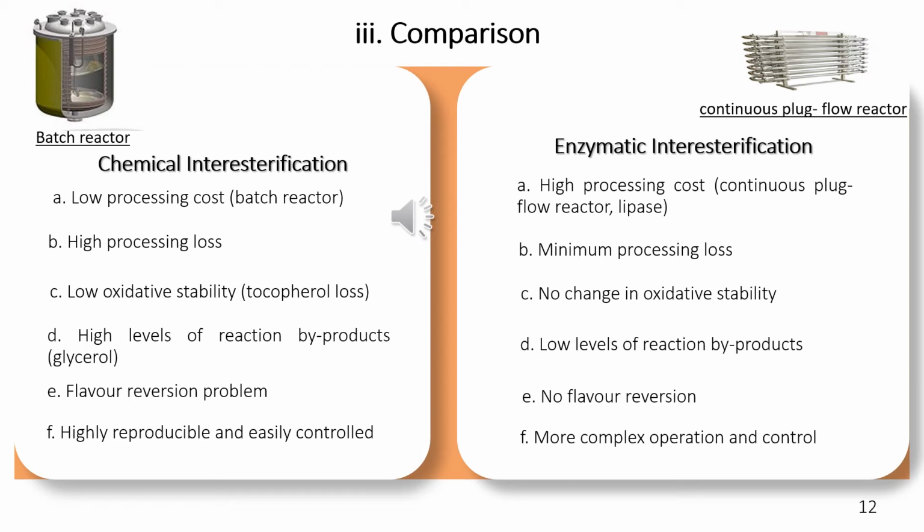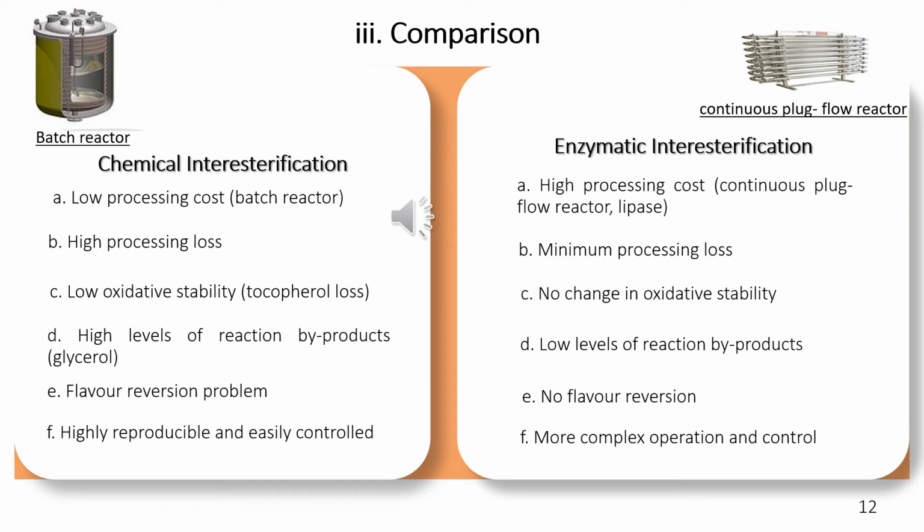Number 2, chemical interesterification requires high processing loss. So the processing loss of chemical interesterification is high, while the enzymatic interesterification process requires minimum processing loss. So the difference is that chemical interesterification requires high processing loss, while the minimum processing loss occurs in enzymatic interesterification.